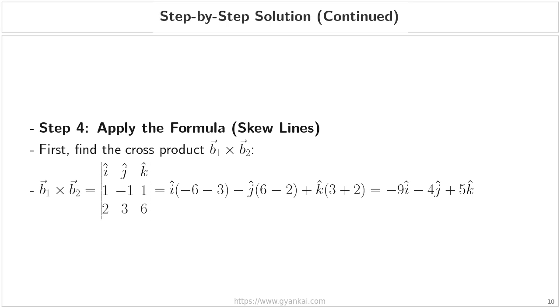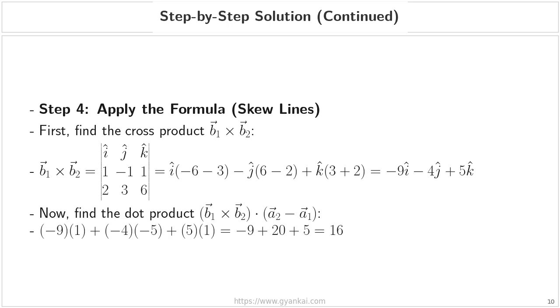For the j component, we take 6 minus 2, which gives us 4, but remember to apply the negative sign from the determinant formula, leaving us with negative 4j. Finally, for the k component, we have 3 plus 2, which gives us 5k, so our resulting cross product vector is negative 9i minus 4j plus 5k.